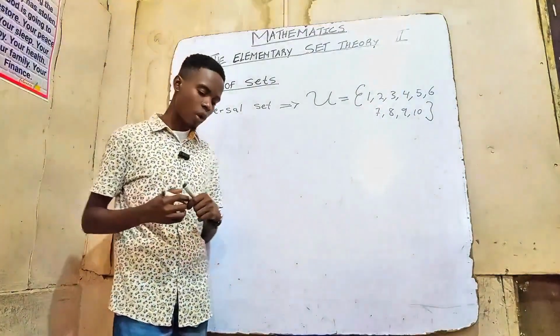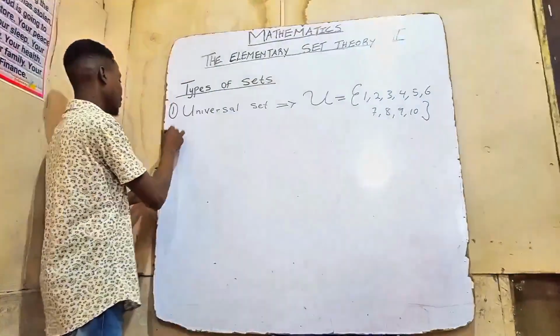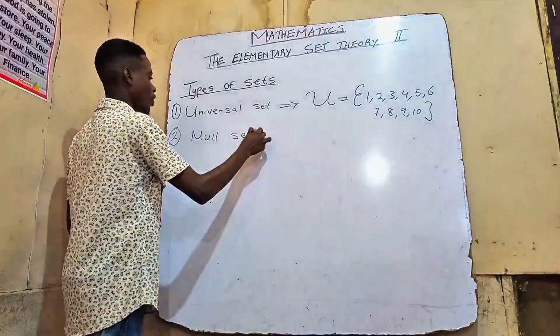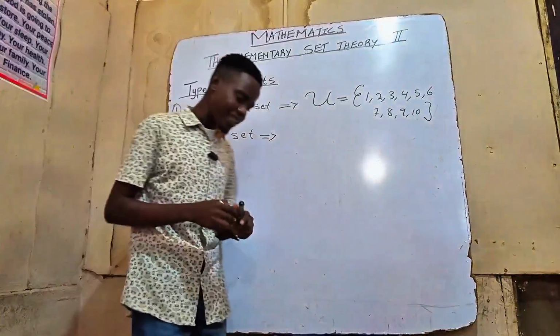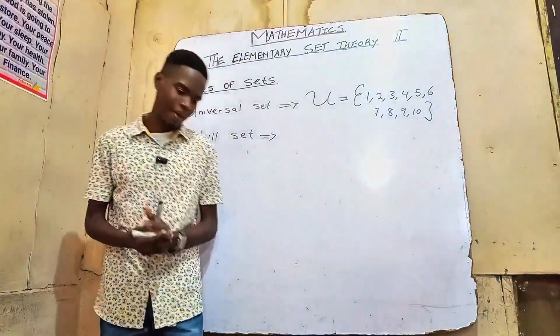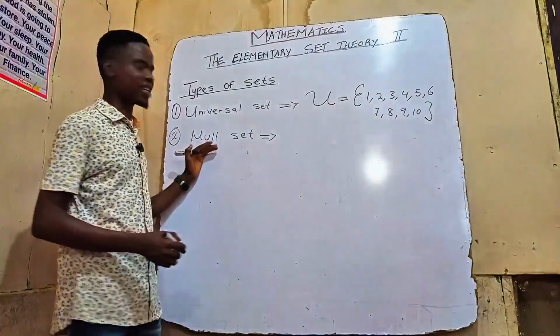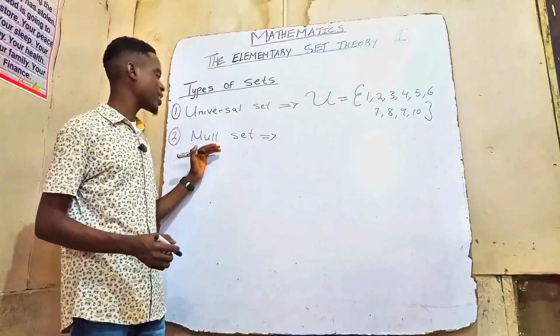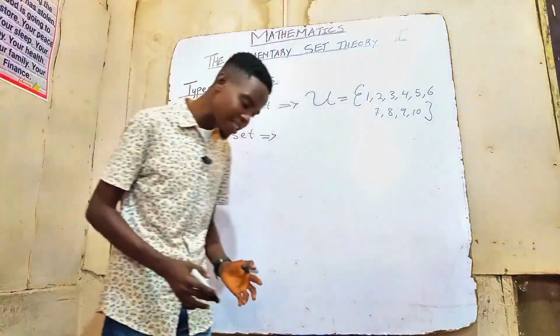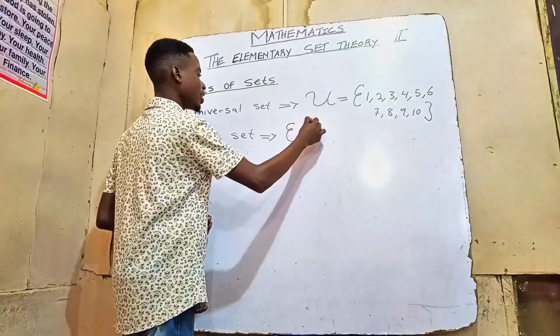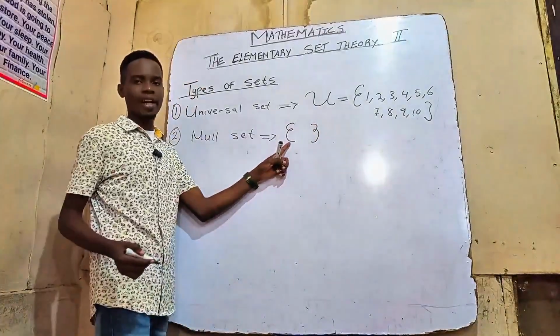The second thing is what we call the null set. A null set is a type of set which has no element at all. It is also called an empty set. It's a type of set which has no element at all. It is denoted with this bracket, which is called a curly bracket.